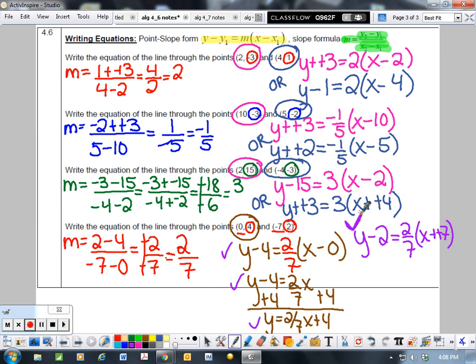So, okay, so that's it for today. Next time we're going to go ahead and look at, okay, now that I have it in point slope form, how do we transform it to slope intercept form?